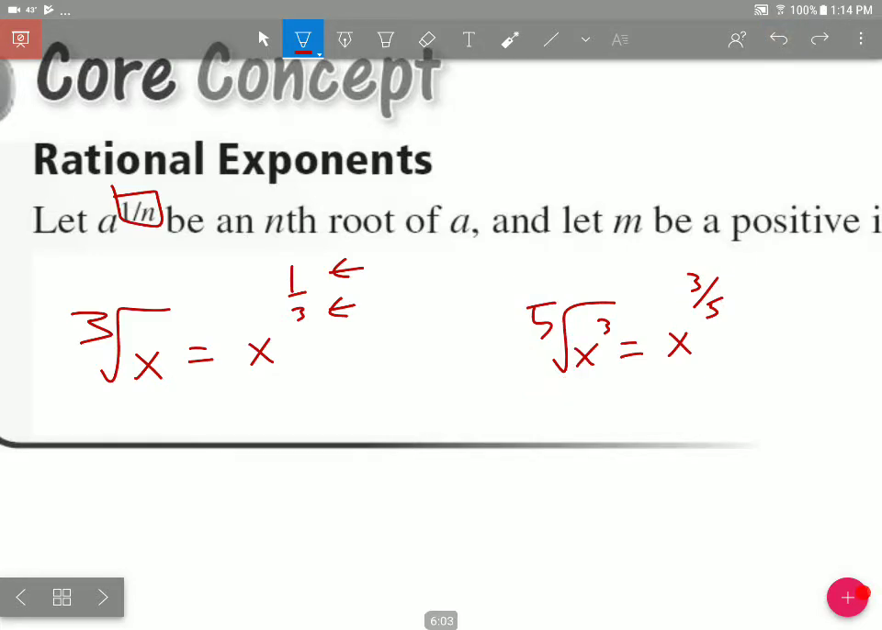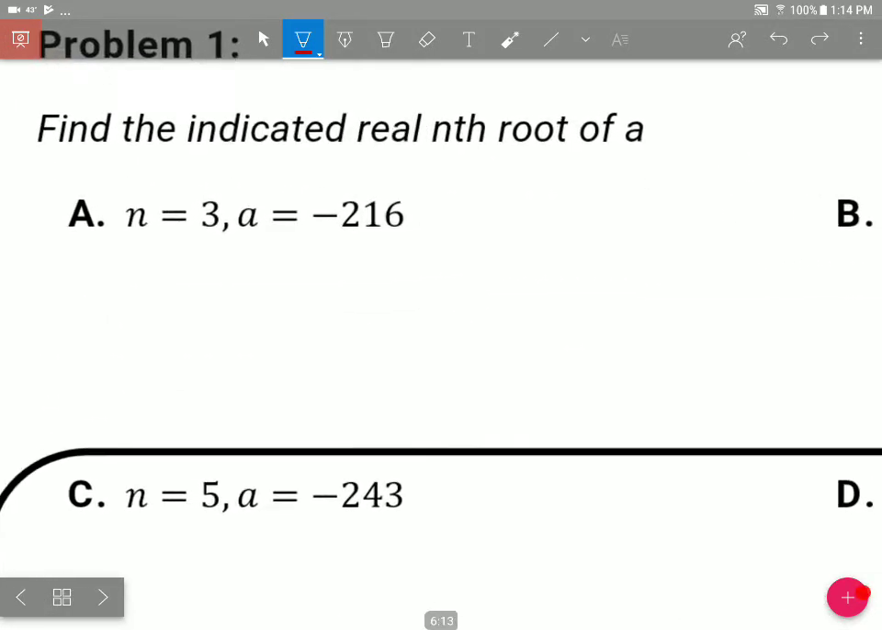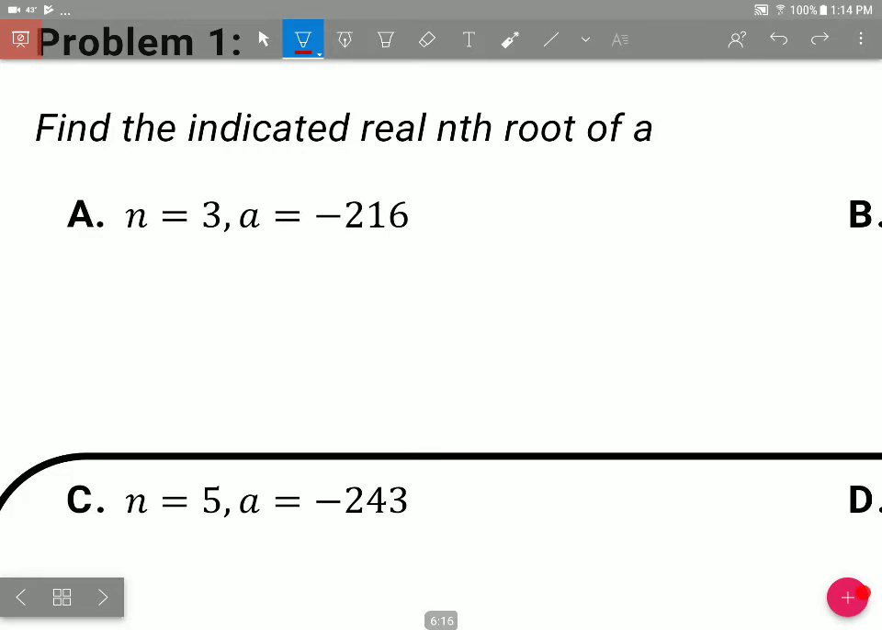Cool. All right, if you're still writing, figure out. Otherwise, turn the page. Let's keep moving. So here we go. Problem 1 says find the indicated nth root of a. So they want the 3rd root of negative 216. So I want the 3rd root of negative 216.